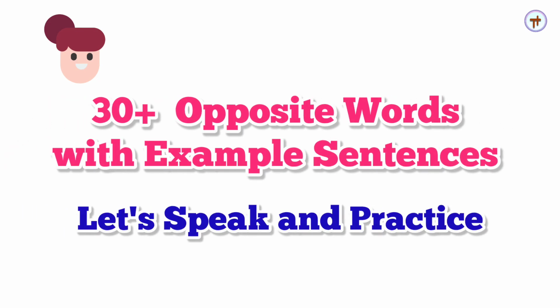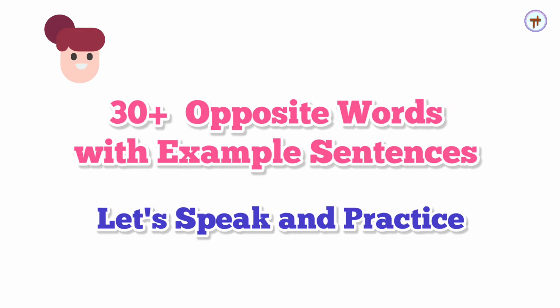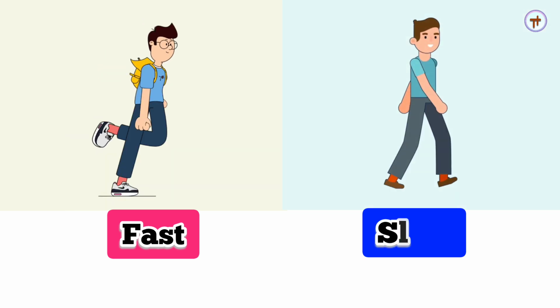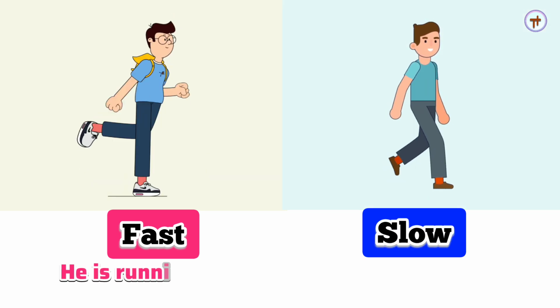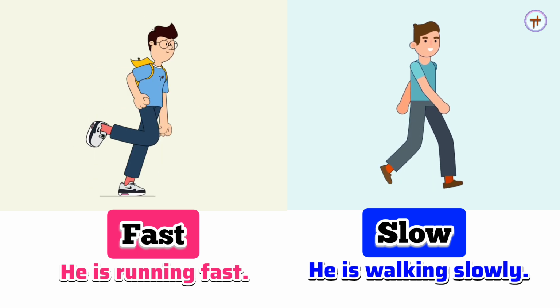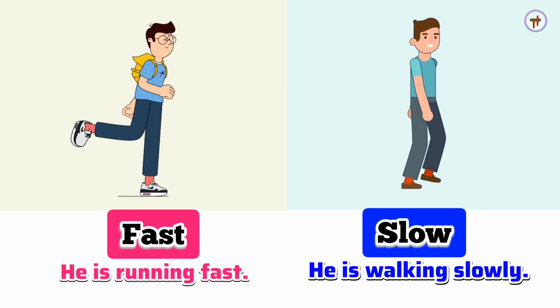In this video, we are going to learn opposite words with example sentences. Fast, slow. He is running fast. He is walking slowly. Fast, slow.